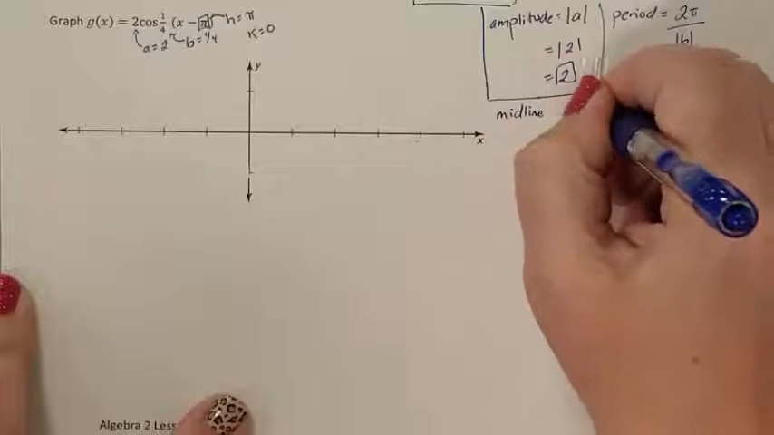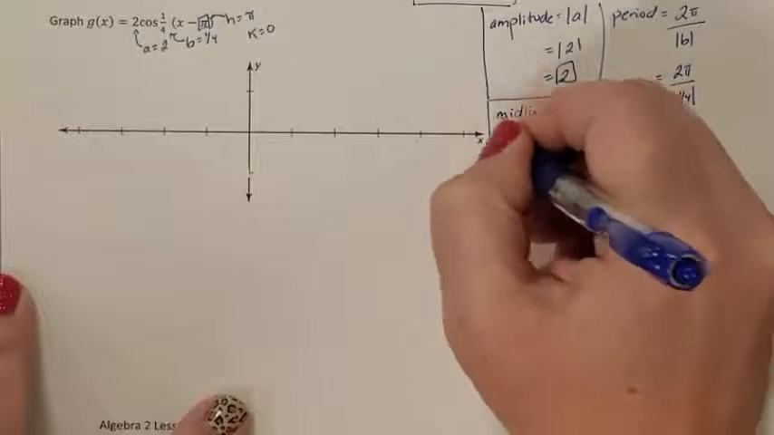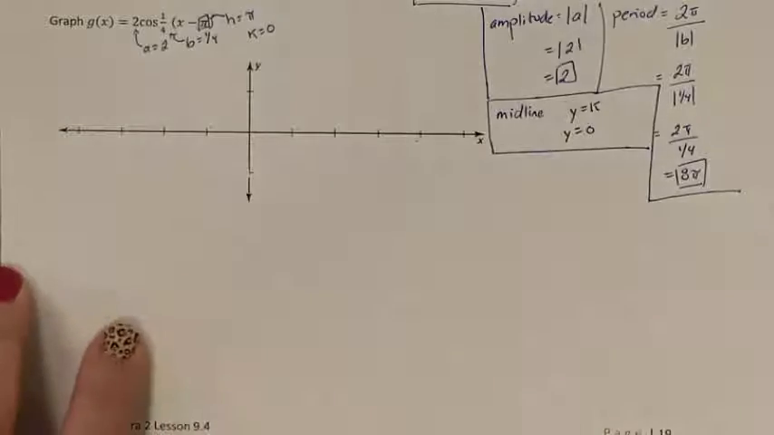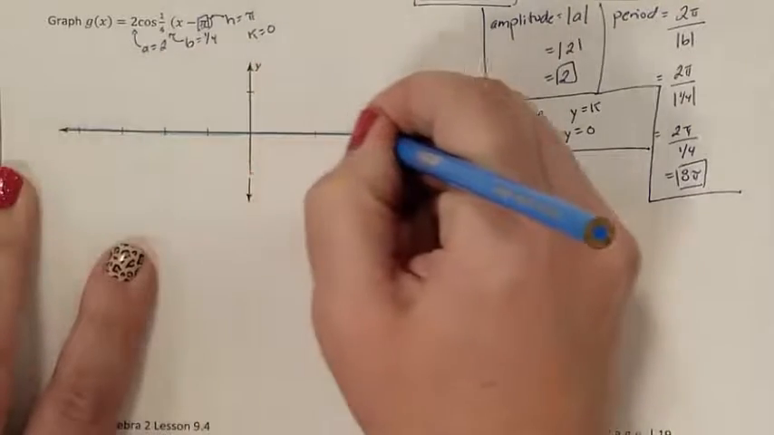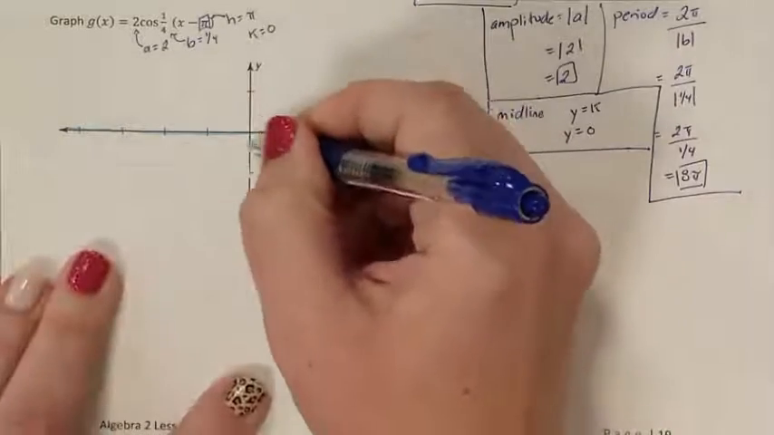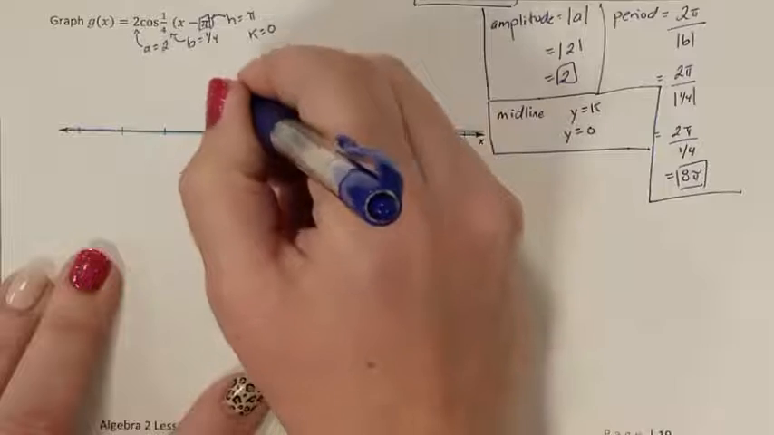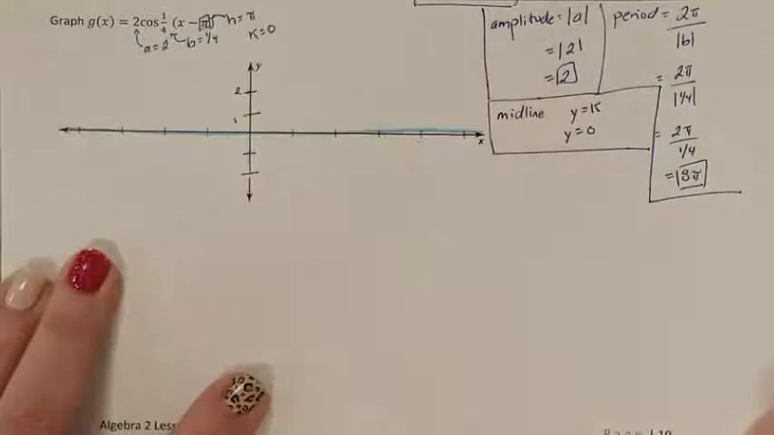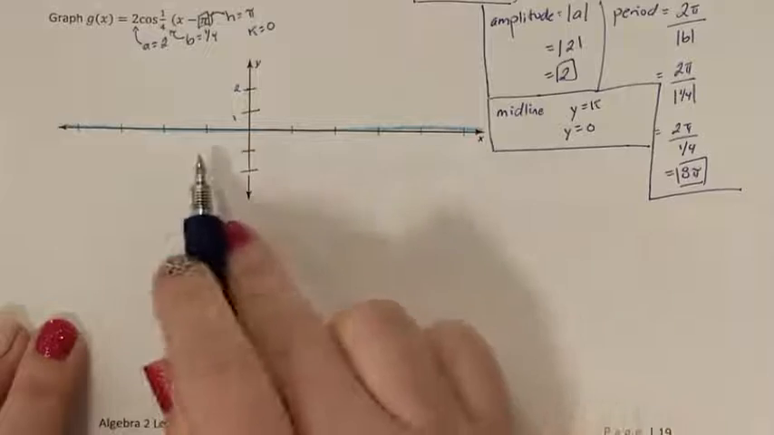Midline is the equation y equals k. My k is 0, so my midline is not moving. My midline is still centered on the y equals 0 line. From here, I need to go 2 up and 2 down based on the amplitude. So let's scale our y-axis. I can't scale my x-axis yet because we don't know how much of a shift it had.